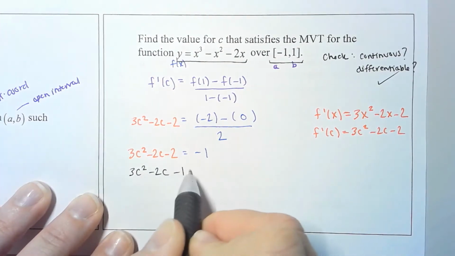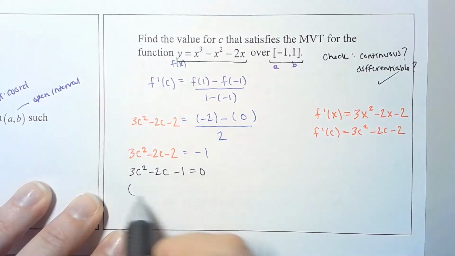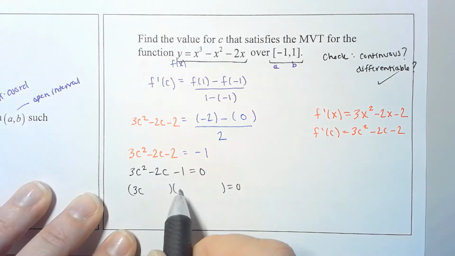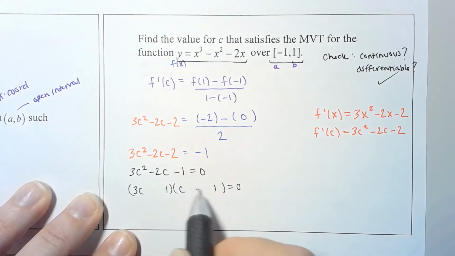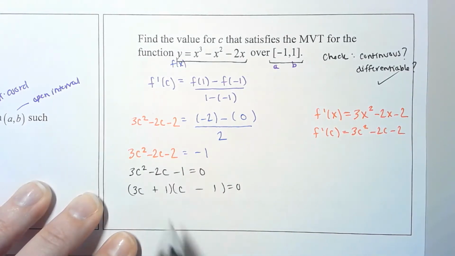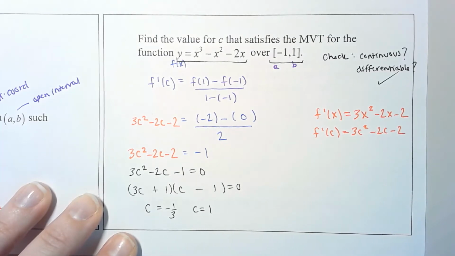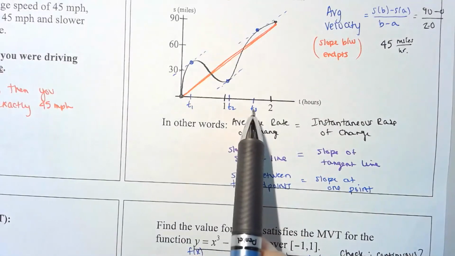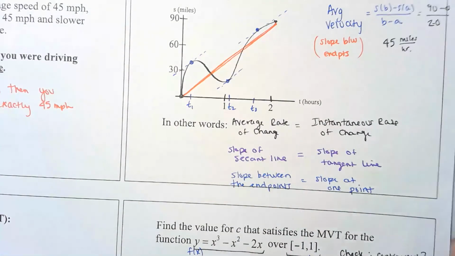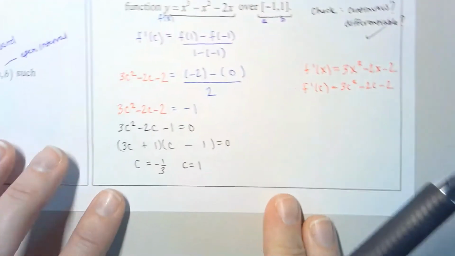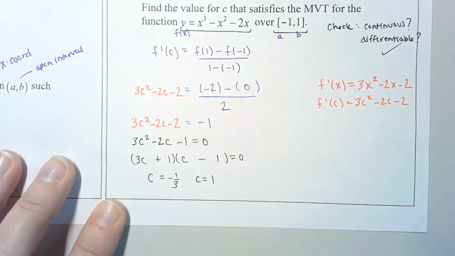So if I add the 1, let's see if this factors. Looks like it's going to do 1, 1. Perfect. So I get c is equal to negative 1/3. C is equal to positive 1. And it's okay that we got 2 answers, because look at the graph above. Remember how there were 3 points in time where that happened? So we said at least once. Well, we found twice, but be careful.